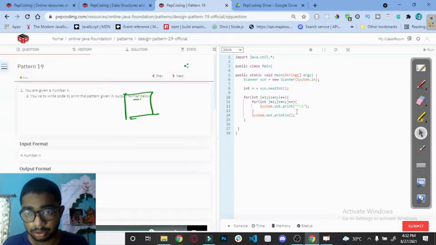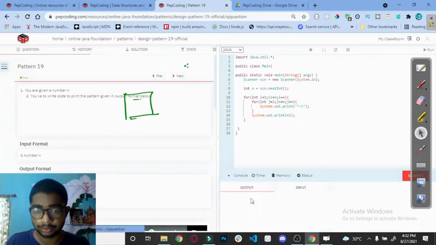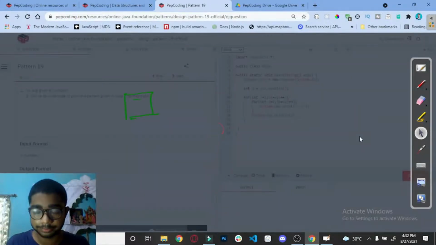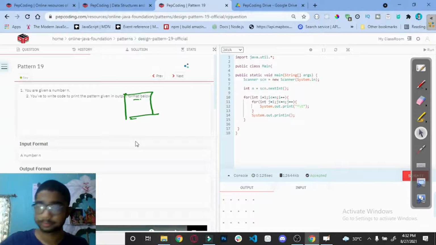System.out.print. I think all of this is right. Now take the input 5. Now check what we will get in the output. Here you can see we are getting the star pattern. Now we have to print these spaces and also spaces with the stars.